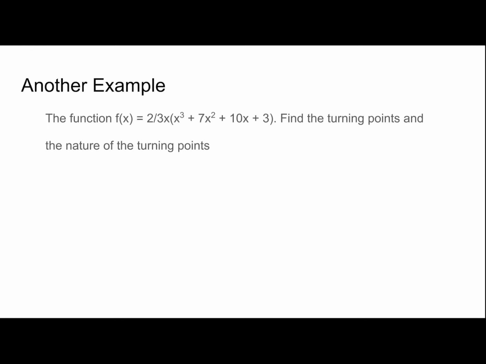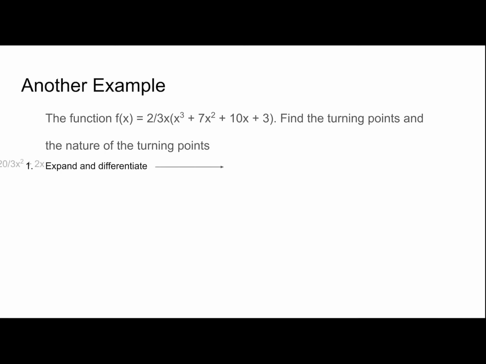Another example: the function f of x equals 2 over 3x, whole thing multiplied by x cubed plus 7x squared plus 10x plus 3. We'll find the turning points and the nature of those turning points. First thing we've got to do is expand. Right now we have pretty nasty numbers. We have to expand to get to our normal equation that we can differentiate.